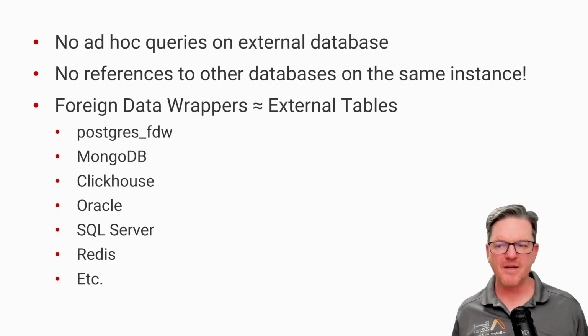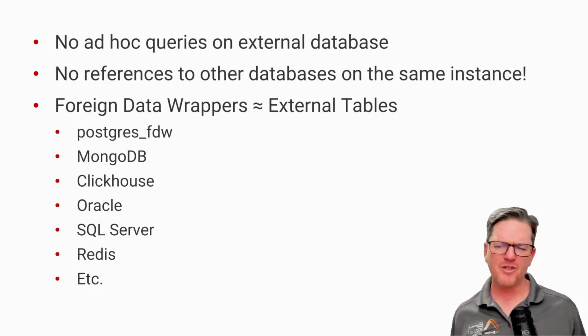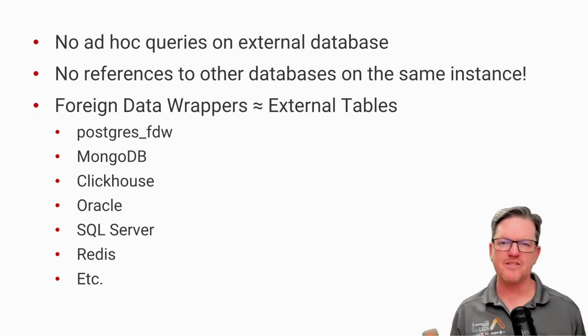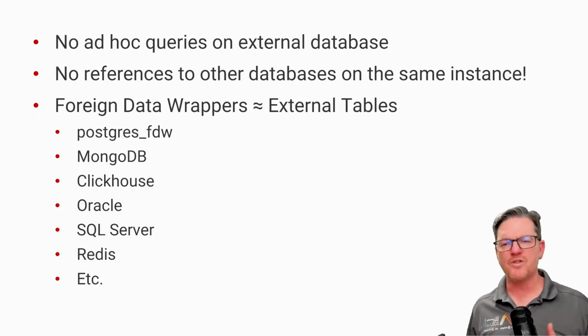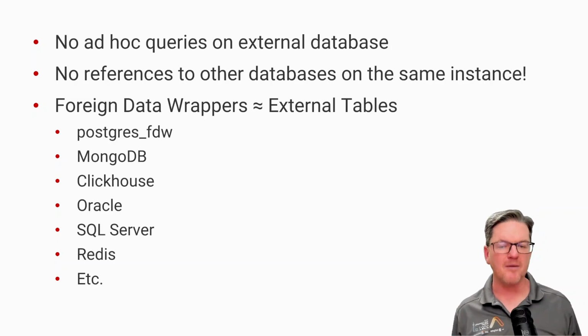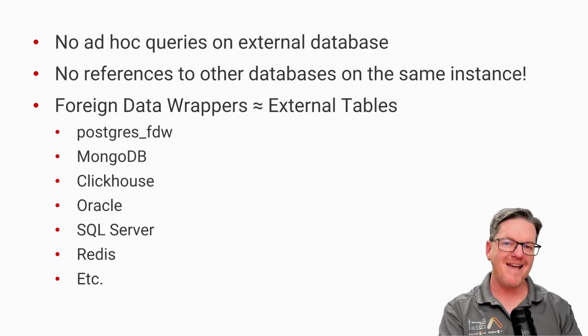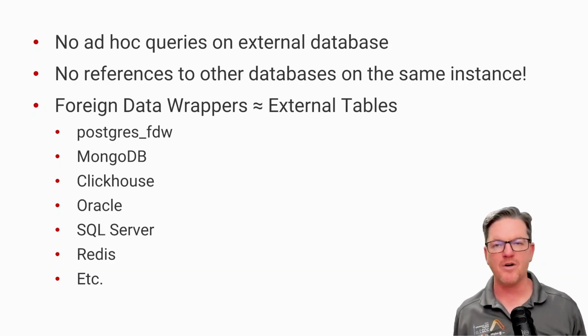So there's lots of them. A few of them are included in Postgres core. So Postgres FDW is a foreign data wrapper. MongoDB, ClickHouse, Oracle, SQL Server, Redis, and so forth. There are lots and lots of these extensions you can install, which will then allow you to do foreign queries, but you do have to set up an external table with which to query. And then Postgres will send that query down to the server, get the results back, and parse them for you.